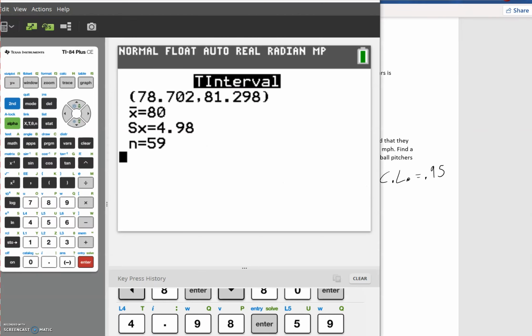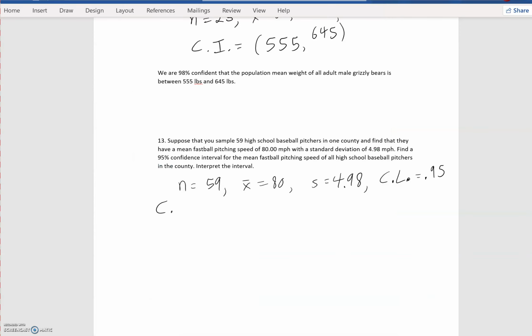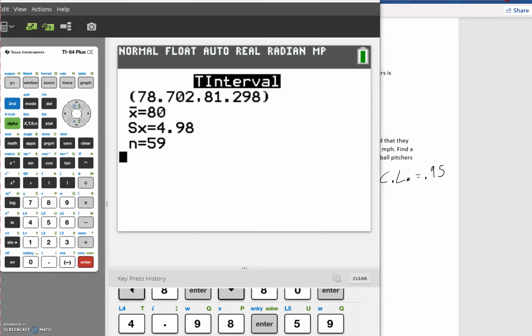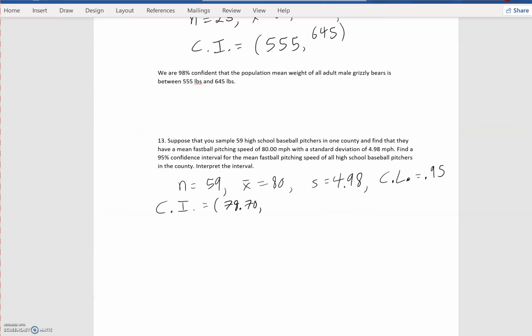What do we have here? Your standard deviation was given to 2 decimal places, so we need to round our results here to 2 decimal places. My lower bound for the confidence interval is 78.70. My upper bound is 81.30.